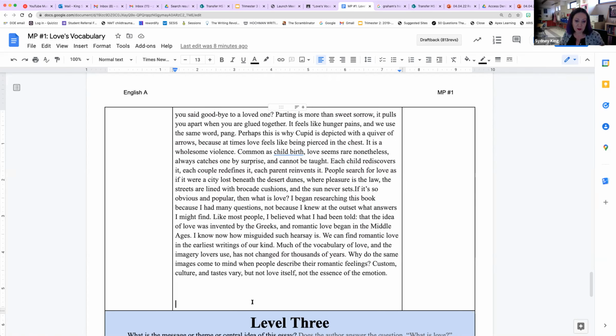I began researching this book because I had many questions, not because I knew at the outset what answers I might find. Like most people, I believed what I had been told, that the idea of love was invented by the Greeks and romantic love began in the Middle Ages. I know now how misguided such hearsay is. We can find romantic love in the earliest writings of our kind. Much of the vocabulary of love and the imagery lovers use has not changed for thousands of years. Why do the same images come to mind when people describe their romantic feelings? Custom, culture, and tastes vary, but not love itself, not the essence of the emotion.